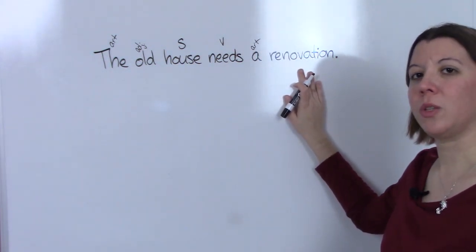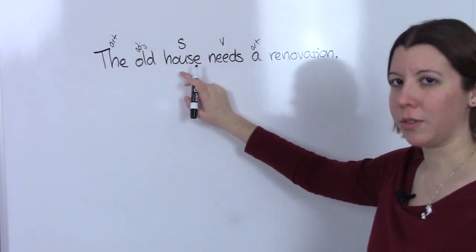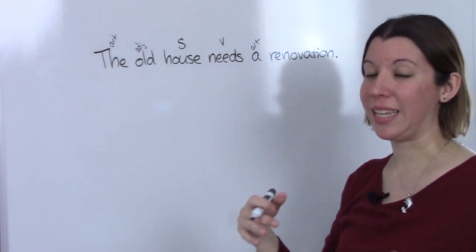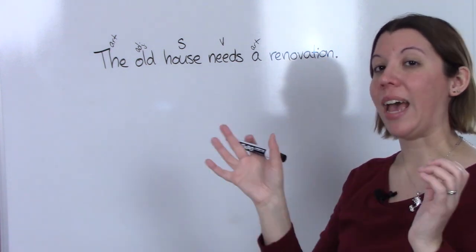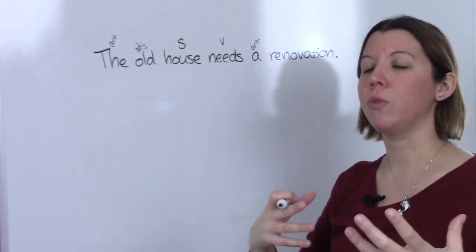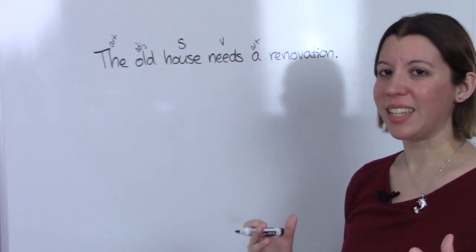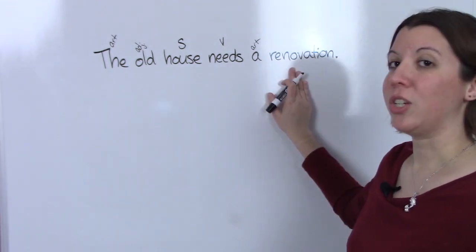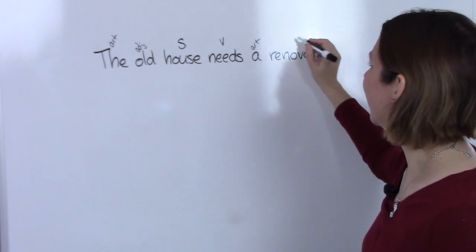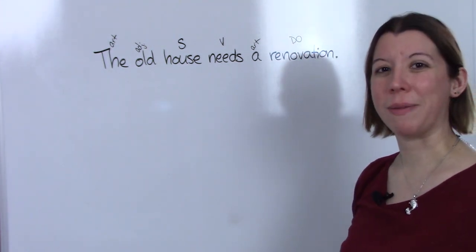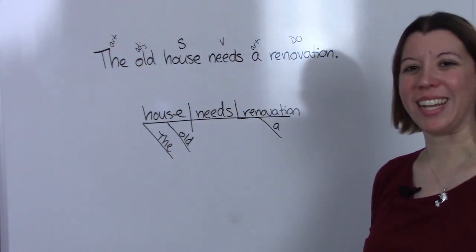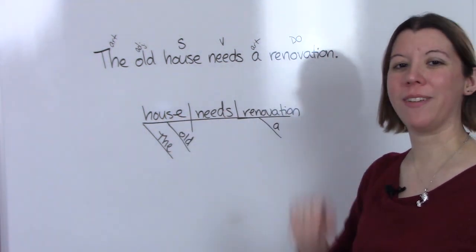And I'm thinking, what is renovation? Is it renaming the house? Is it describing the house? Well, some might say yes, because it's what the house needs. However, the house and the renovation are not the same thing. If you think about a renovation, it's tearing down, it's moving, it's rebuilding. That's not the same thing as a house. Renovation is a noun, but it's not renaming the house. It must be a direct object. Now I'm ready to diagram. Here it is. The old house needs a renovation.